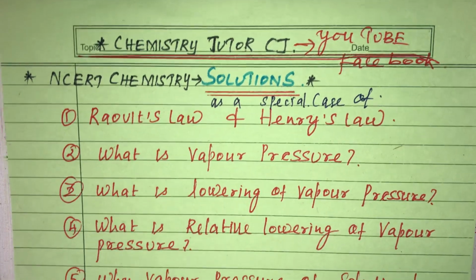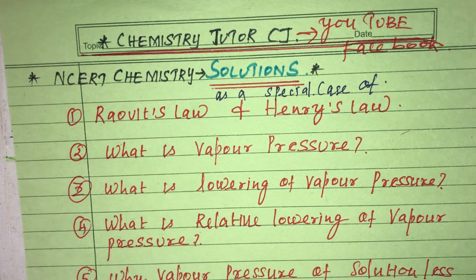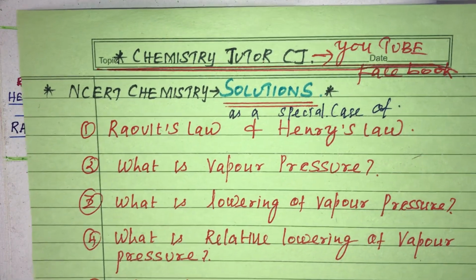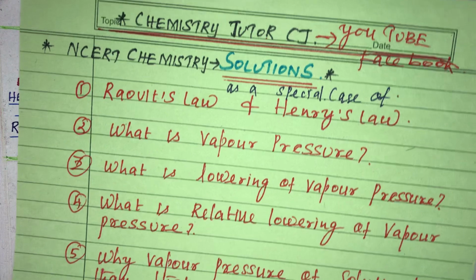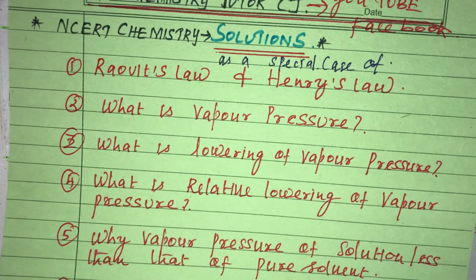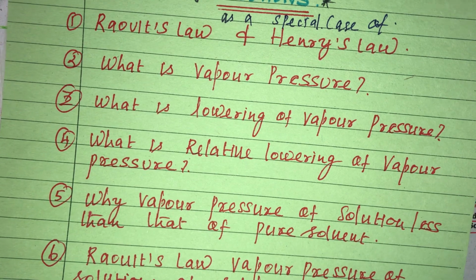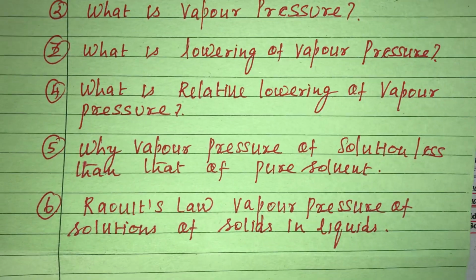Solutions, NCERT chemistry. What we are going to see in this video is Raoult's law as a special case of Henry's law. What is vapor pressure? What is lowering of vapor pressure? What is relative lowering of vapor pressure? Why is the vapor pressure of a solution less than that of the pure solvent?